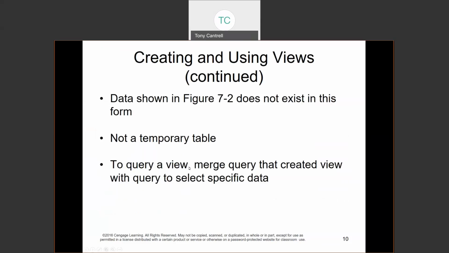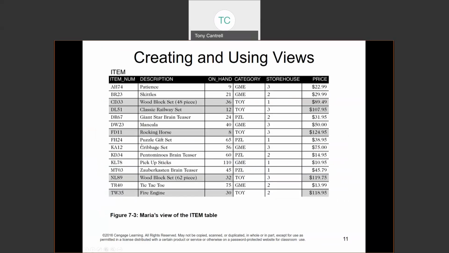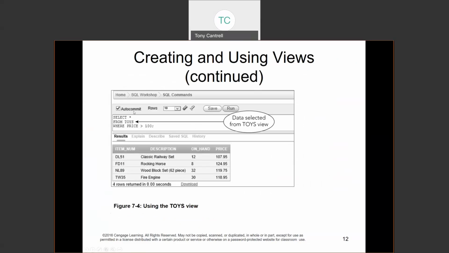To query a view, you merge the query that created the view with a query that selects the specified data. So this is what the item table looks like. Here's a SQL statement that's using the view we just created, and it's adding another criteria to it. Notice there's only 4 records. These 5 records were previously toy categories, but one of them had a price that wasn't greater than $100, and that's why it's omitted.